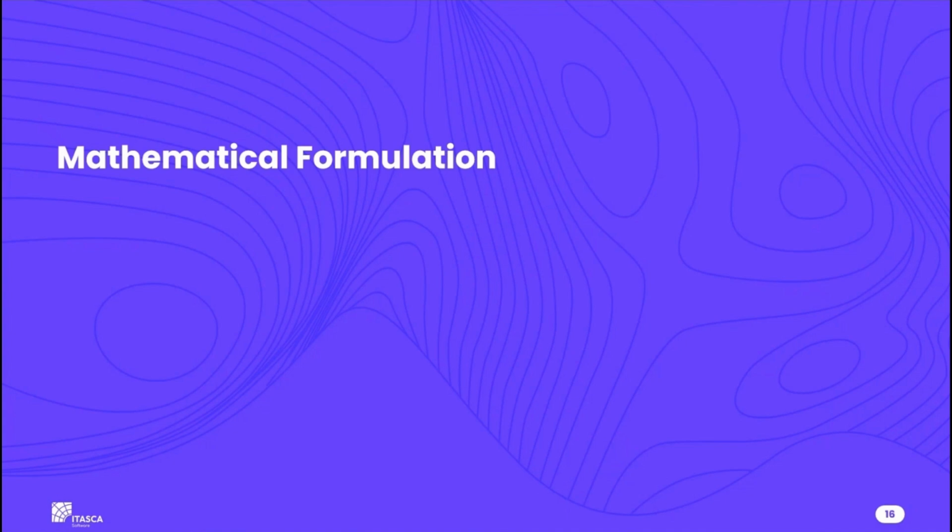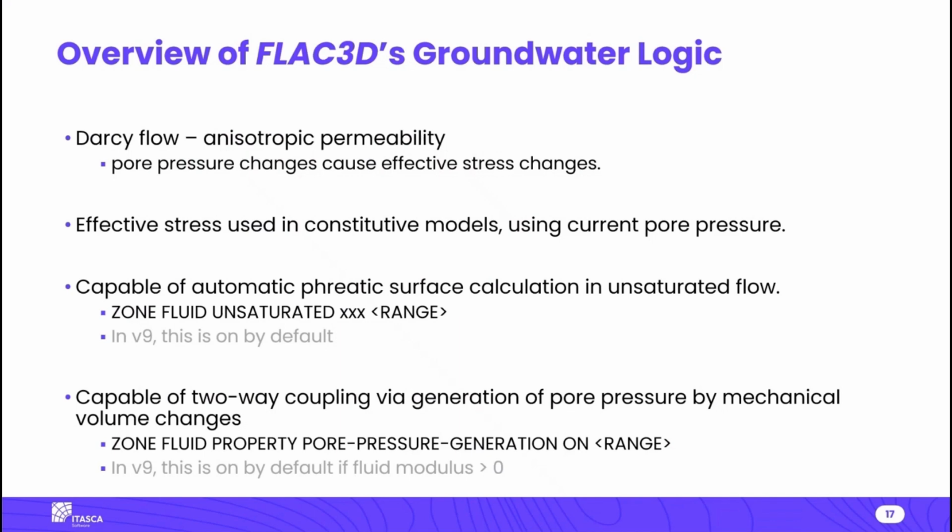A little bit here about the mathematical formulation. Certainly don't want to go into detail about this. You can read about it in your own time. But just so you know the basics, FLAC3D uses Darcy flow. You can have anisotropic permeabilities. You can actually have a full permeability tensor. You have different permeabilities in different directions. Again, effective stress is used in the constitutive models. The phreatic surface will automatically work itself out depending on which unsaturated flow model you're using.